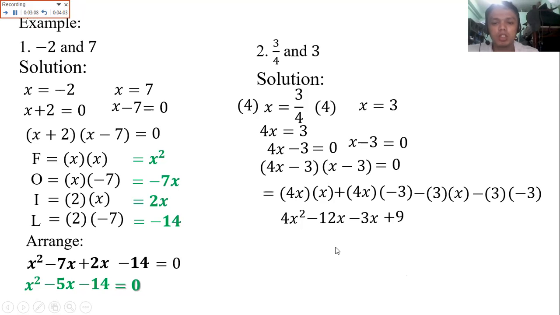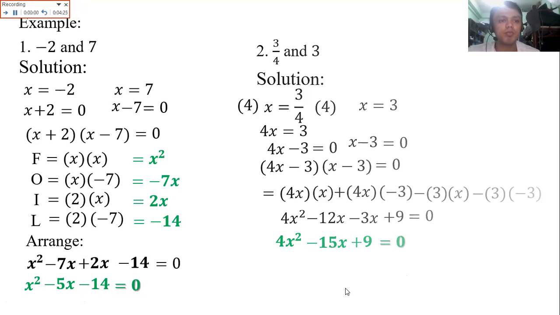Then combine the similar terms. We have 4x squared, -12x minus 3x, that is -15x kasi nga parehas sila ng negative sign. Plus 9 equal to 0. So ito yung magiging quadratic equation given the roots 3/4 and 3.